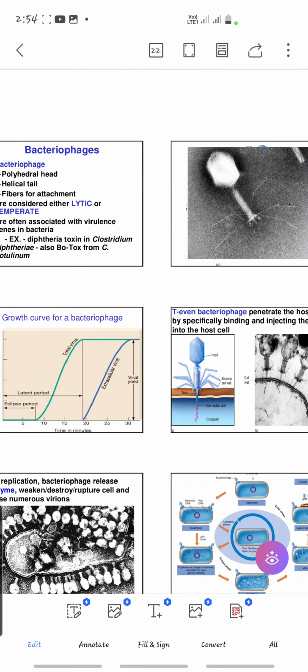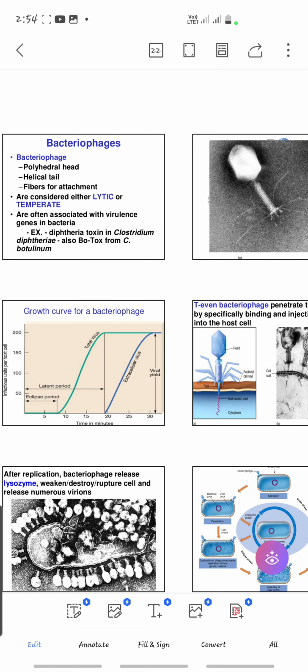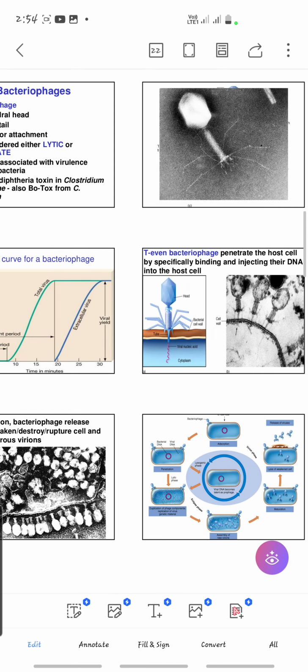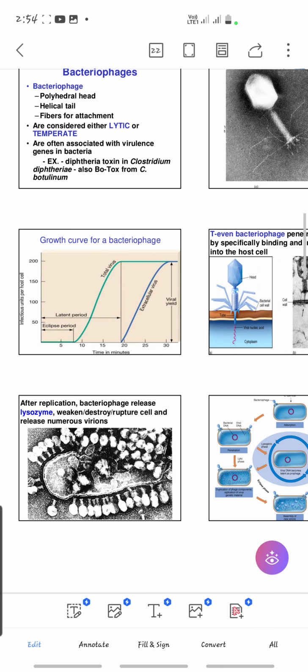So from the graph itself, as you can see here, this is one good example of bacteriophages, the T-even bacteriophages. It penetrates the host cell by specifically binding and injecting their DNA into the host. So literally, it's just an example. After replication, bacteriophages release lysozyme, which weakens or destroys or even ruptures the cell and releases numerous virions. Okay. Literally, bacteriophages can trigger and weaken or destroy the cell itself, and that makes the release of numerous virions.